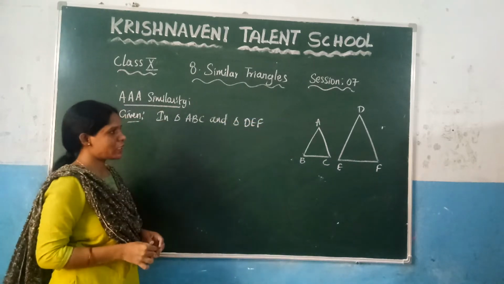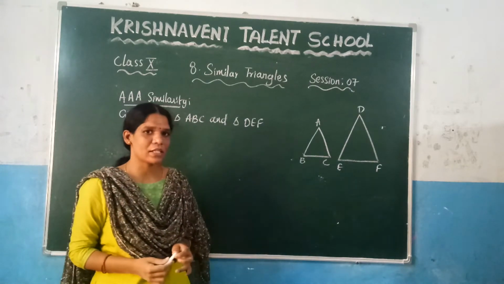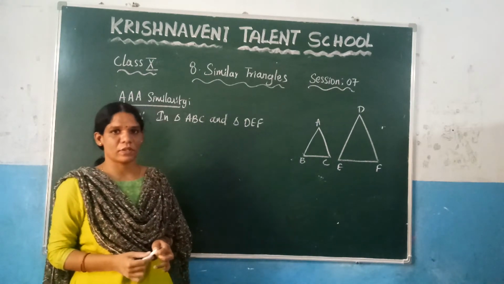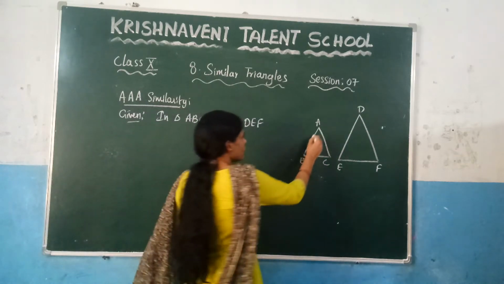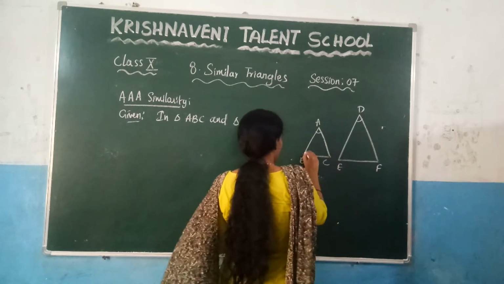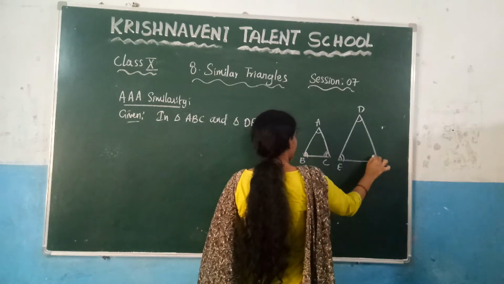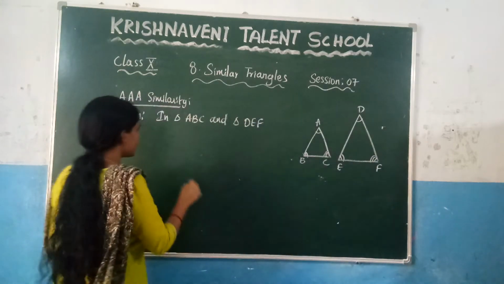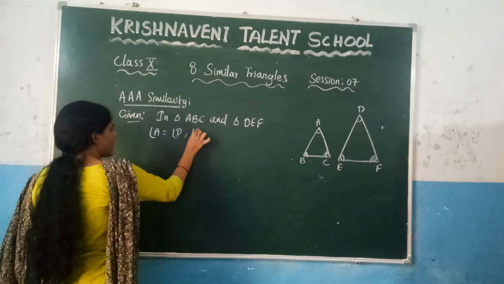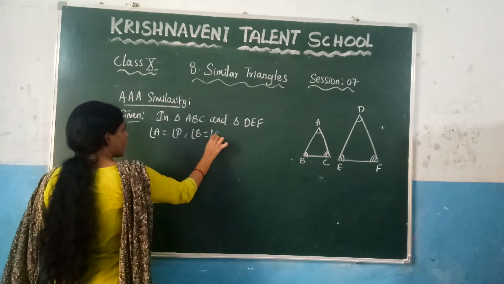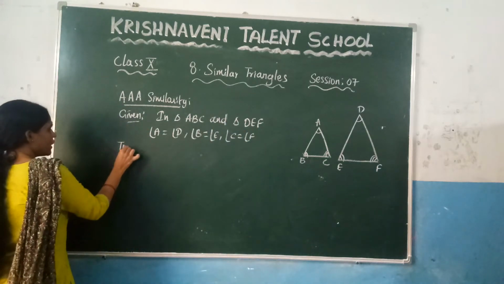The statement of angle similarity says that if you consider any two triangles, their corresponding angles are equal. That means they have given that angle A is equal to angle D, angle B is equal to angle E, and angle C is equal to angle F. This is already given. So write here what they have given: angle A is equal to angle D, angle B is equal to angle E, and angle C is equal to angle F. Right? What do we need to prove here?